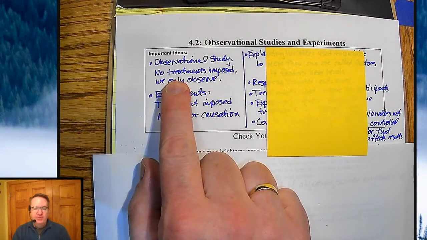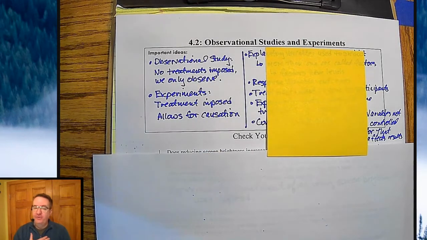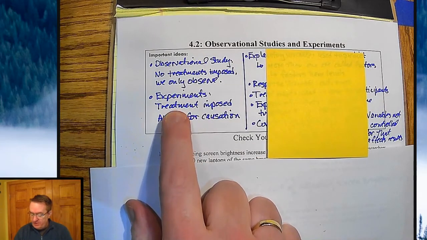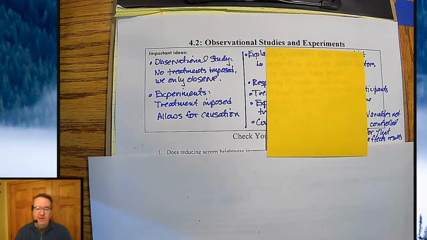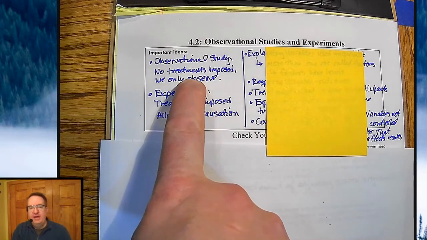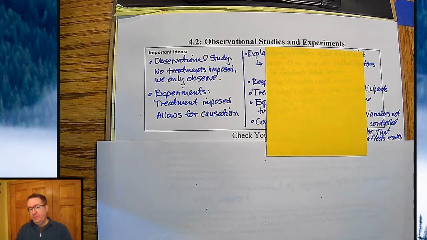There's no treatments imposed like we talked about, and we only observe, hence the term observational studies. I know, I'm stunned as well. Experiments, there is a treatment imposed, and then it allows for the causation. This one, you can't do anything for cause. Okay, you can't say, hey, this is what's going on. We can say, this is what we're seeing.